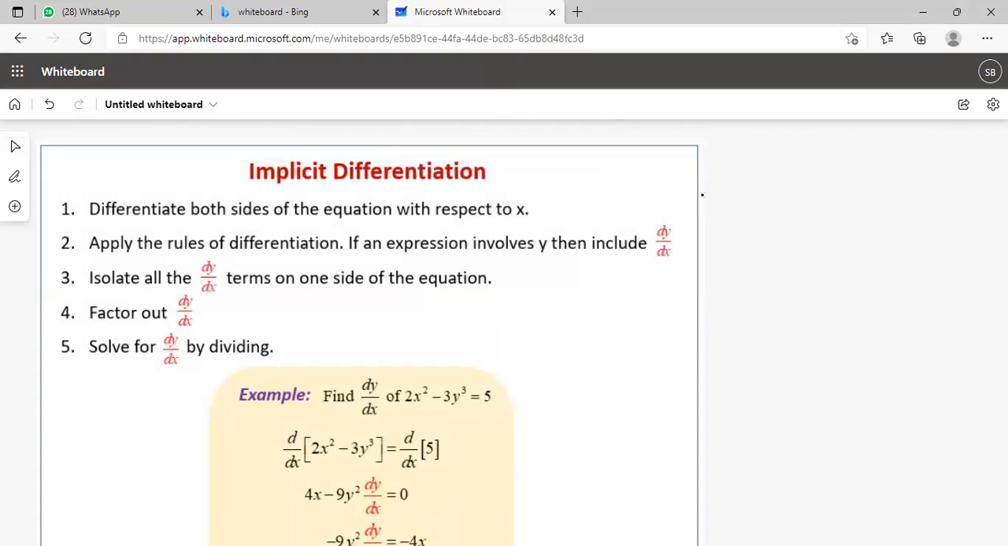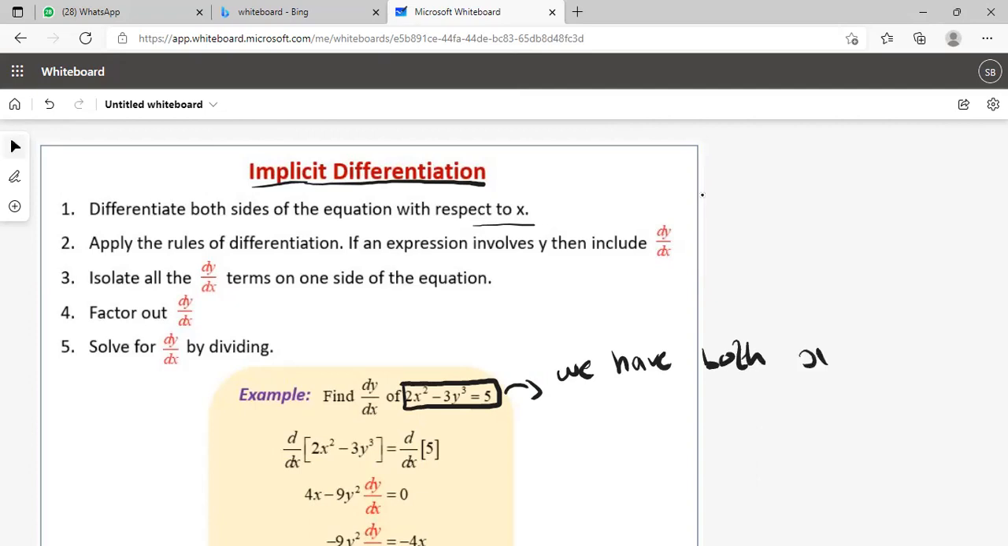points. Okay. So this is what implicit differentiation says. Differentiate both sides of the equation with respect to x. Okay. So this is the question in our case. And here, obviously, we can see that things are different. We have both x and y. Okay, we have x and we have y, and this is a simple case.